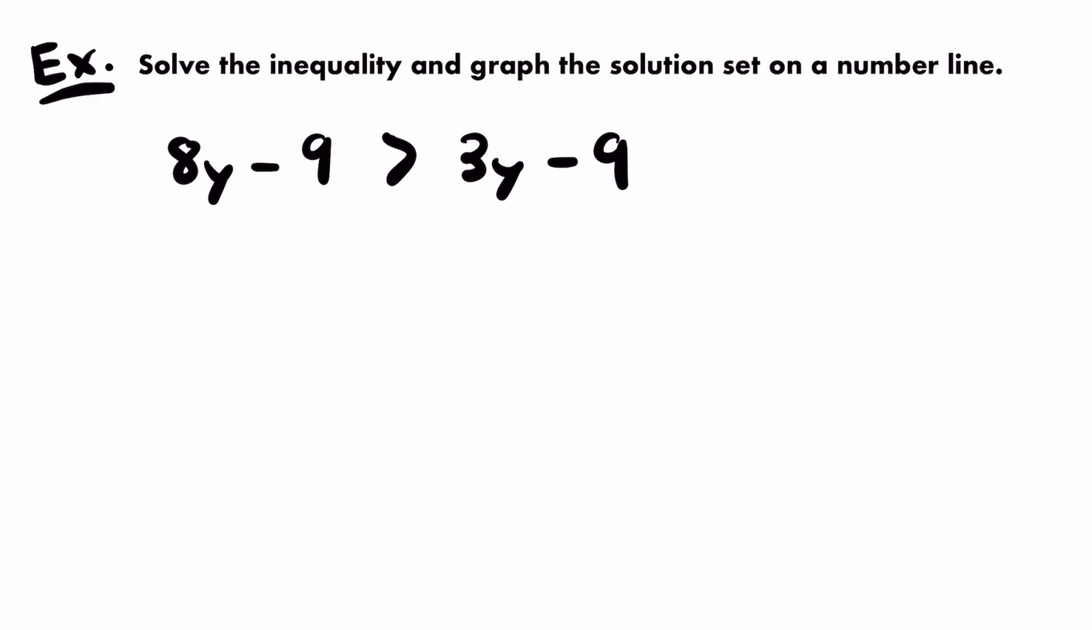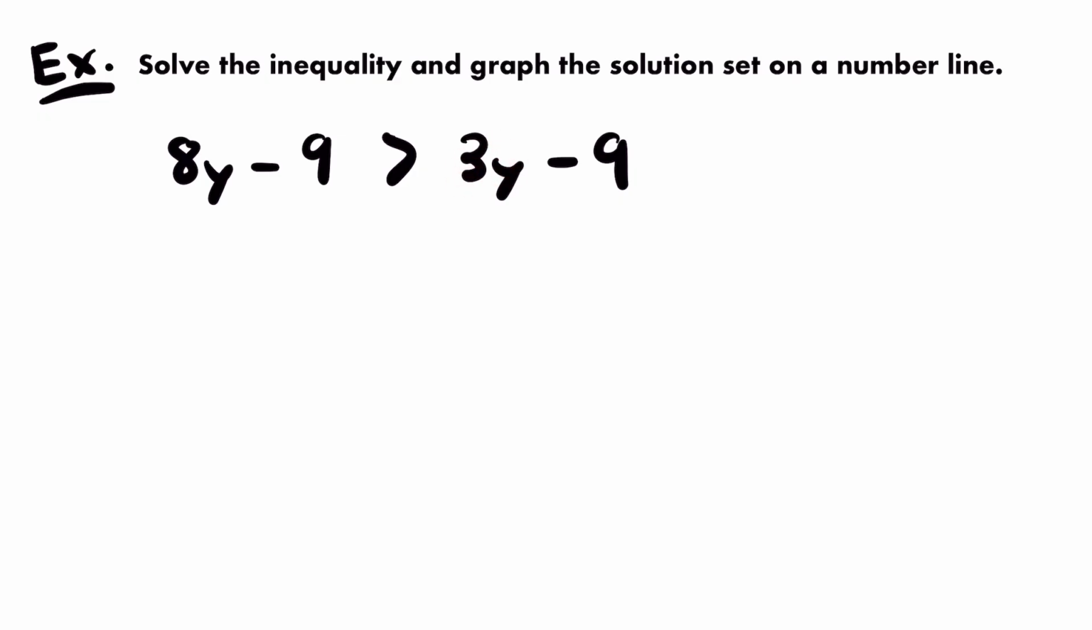Our solving process remains the same. The first thing we want to do is get rid of one of these two variable terms so that we only have one variable term in the inequality, making it easier for us to isolate and solve that variable of y. All right, and so those two terms are 8y and 3y. I'm going to choose to get rid of 3y.